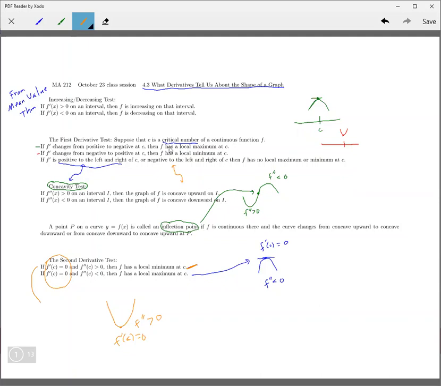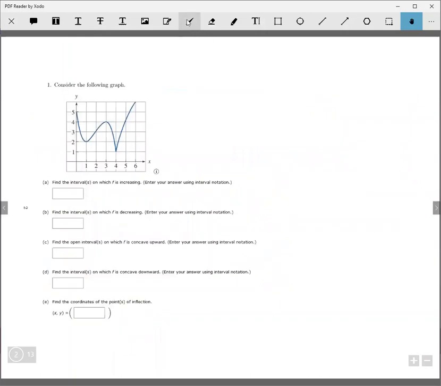Okay, so let's get to the homework. Hopefully that's a little bit of an introduction there. So, first exercise: consider the following graph. Find the intervals on which f is increasing.